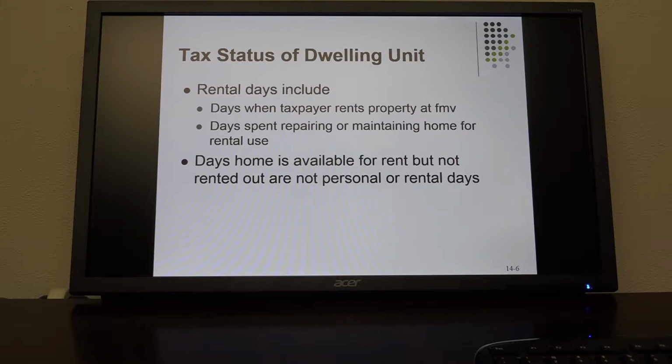Rental days include days when the taxpayer rents the property at fair market value. It also includes the days where the property is under repairs or maintenance in order to get it into rental use. Now, the days the home is available for rent but not rented out are not either personal or rental days.